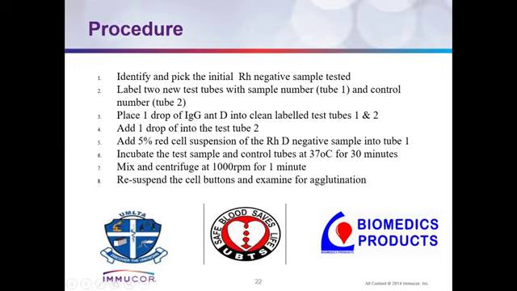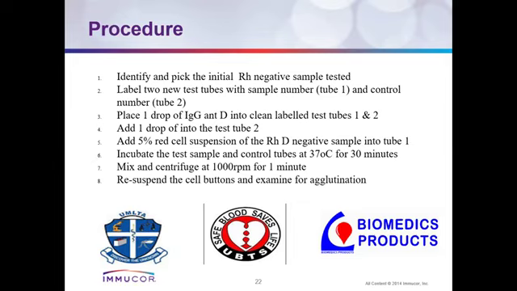Then add 5% red cell suspension of the rhesus D negative sample into tube 1. Tube 1 is that sample which initially turned negative, and you want to confirm whether it's a true negative or there is a weak D somewhere. So you add two drops of 5% red cell suspension into tube 1. Then incubate the test sample and control tubes at 37 degrees for 30 minutes. It can range from 15 to 30 minutes, but it's very important to choose one.